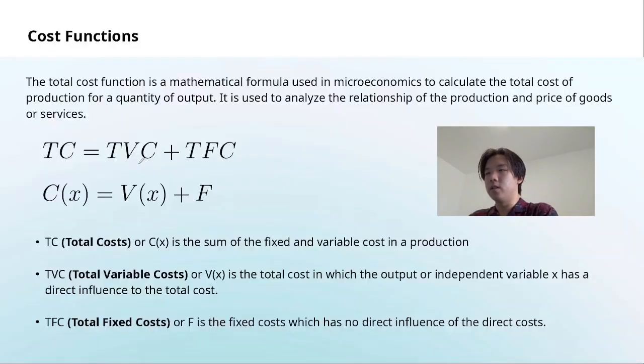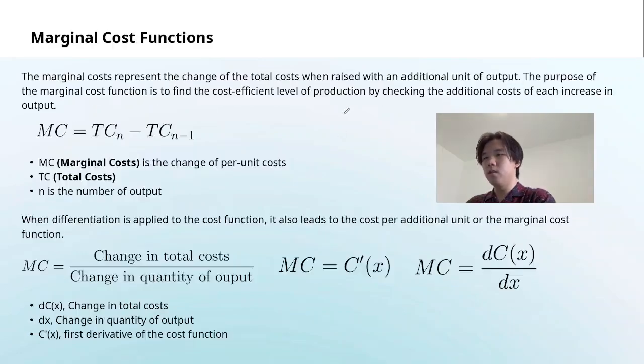The total cost function is a mathematical formula used in microeconomics to calculate the total cost of production for a quantity of output. It is used to analyze the relationships of production and price of goods or services. Next is the marginal cost function. The marginal cost represents the change of total cost when raised with an additional unit of output.